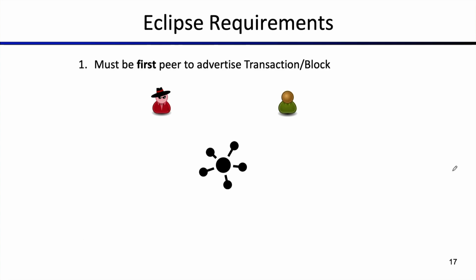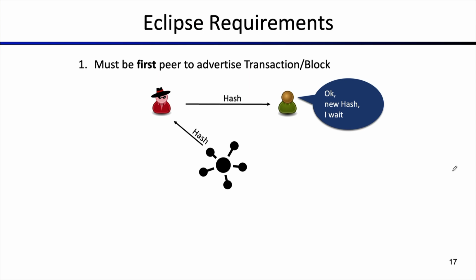So the very first requirement is that the victim must receive an advertisement from the adversary first, right? So that the adversary is really the first peer that advertises a transaction or a block. For example, if the network is advertising a block to the adversary, then the adversary will advertise this block or transaction to the victim, and the victim will say, okay, great, thank you. I will wait for you to send me the object that corresponds to this hash. By object, I mean the transaction or block, for instance.